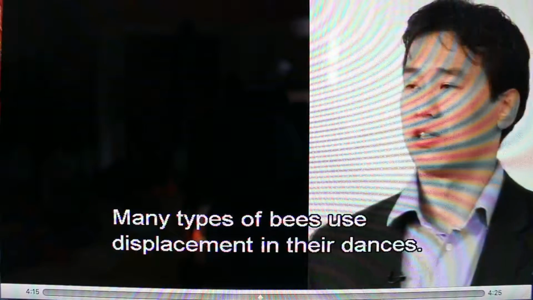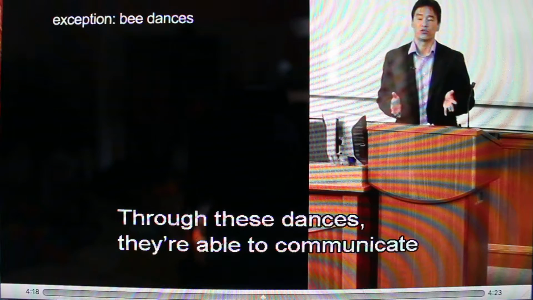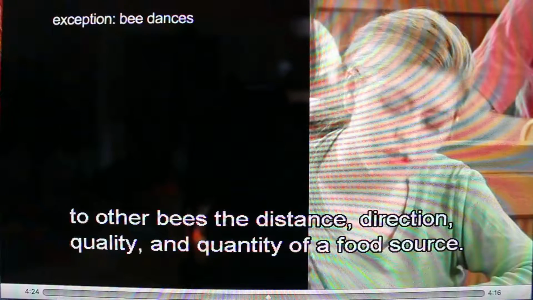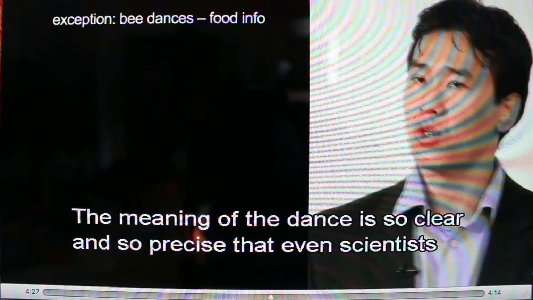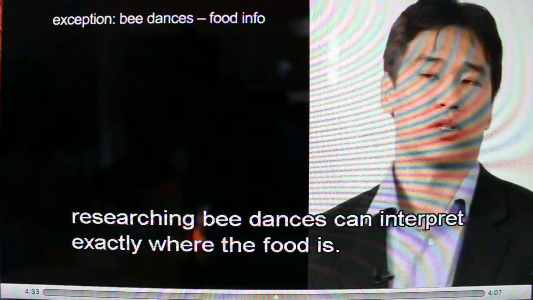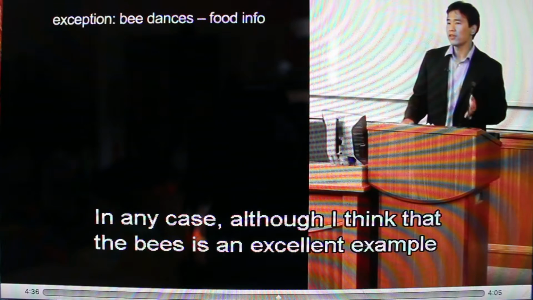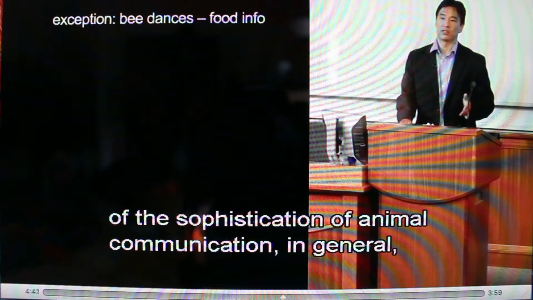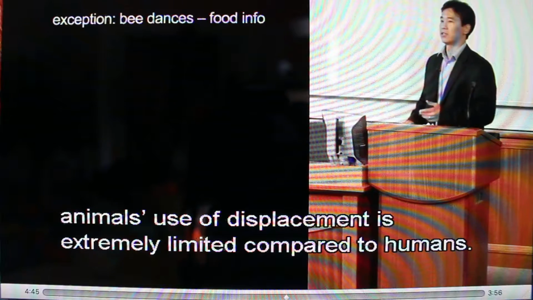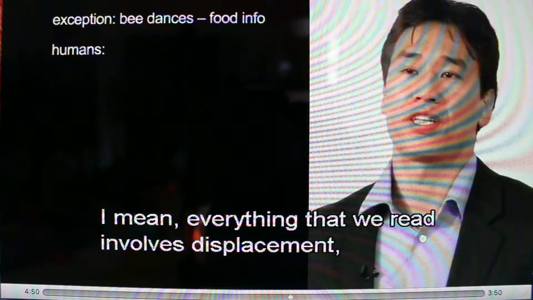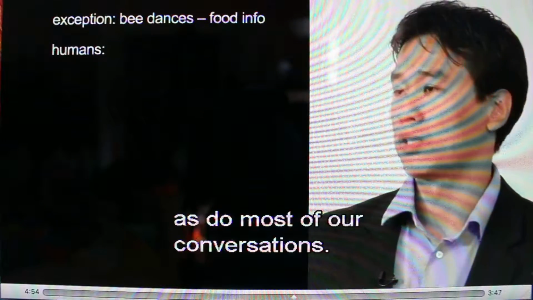Well, one exception to this is bees. Many types of bees use displacement in their dances. Through these dances, they're able to communicate to other bees the distance, direction, quality, and quantity of a food source. The meaning of the dance is so clear and so precise that even scientists researching bee dances can interpret exactly where the food is. In any case, although I think that the bees is an excellent example of the sophistication of animal communication, in general, animals' use of displacement is extremely limited compared to humans. Think about books, magazines, and the internet. I mean, everything that we read involves displacement, as do most of our conversations.